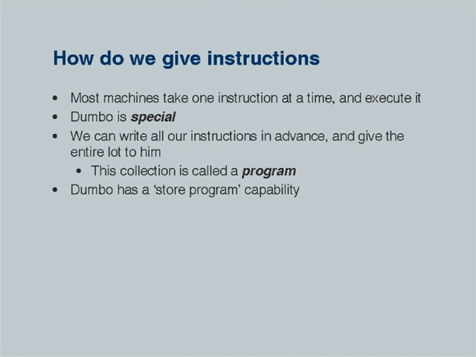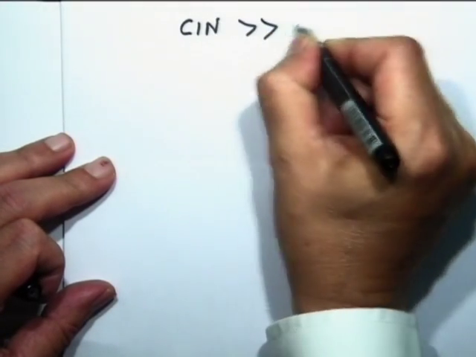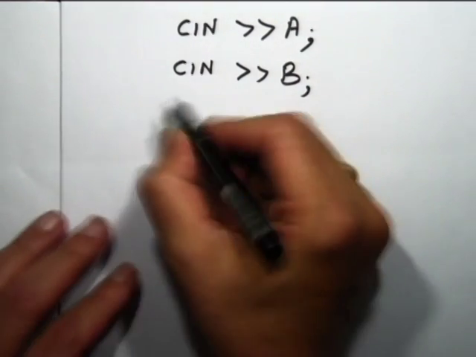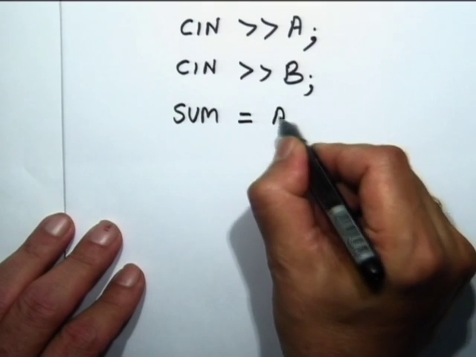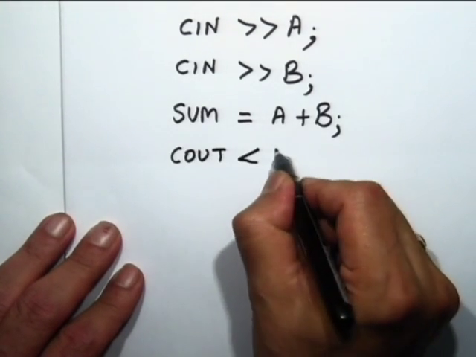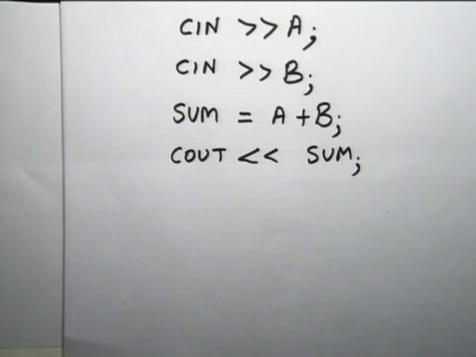But how do we give instructions? How many instructions will we have to give if we have to add two numbers? Agreed? First, I have to give a value. Semicolon. Do you agree that I will have to give these four instructions to my friend Dumbo? First, read a value A, next, read a value B, next, calculate A plus B and assign the value to sum, and next, give me back that sum.